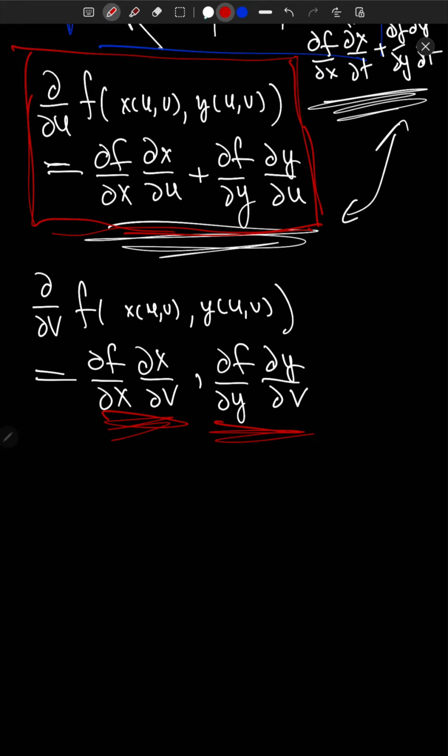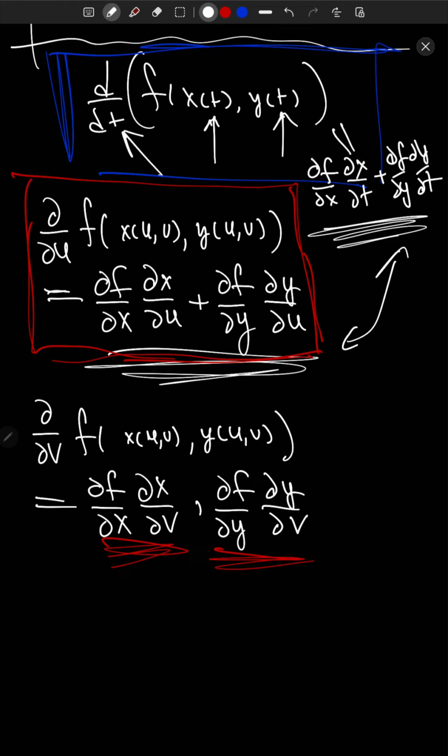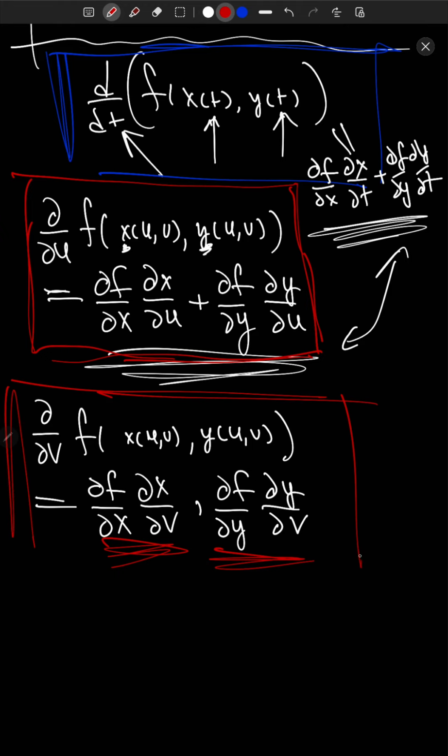Okay, so in fact, in this more complicated situation where we have x depending on multiple things, u and v, and y depending on multiple things, u and v, when we take the derivatives with respect to u and v, there's really no difference. All right, so we already know how to do this more complicated version of the chain rule.